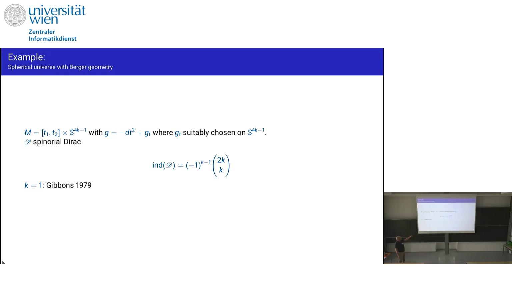They are not quite the standard metric on the sphere, but the second simplest metrics that you have on these spheres. And then again, you look at the spinorial Dirac operator, no twist in this case, and then you can compute for suitable choices of t values and this family of operators that your index takes this form. So it's also non-trivial. And for k equals 1, which corresponds to the 4-dimensional case, this has been computed by Gibbons in 1979. Okay, so that's an application to quantum field theory.